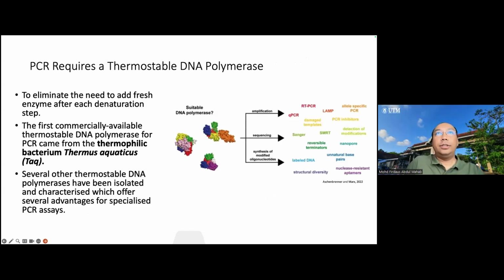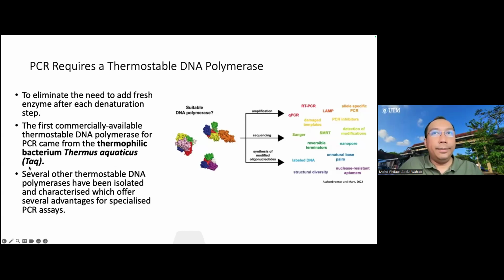Of course, the PCR reaction requires a thermostable DNA polymerase because we use up to 94 or 95 degrees for denaturation, and we don't want to keep adding enzyme after every cycle. So we use a thermostable DNA polymerase to do the extension of the DNA molecule. Originally, the DNA polymerase was isolated from a thermophilic organism, an organism that lives in a hot environment, a hot spring, Thermus aquaticus. This is the bacterium where the first polymerase was isolated. So we call it Taq polymerase.